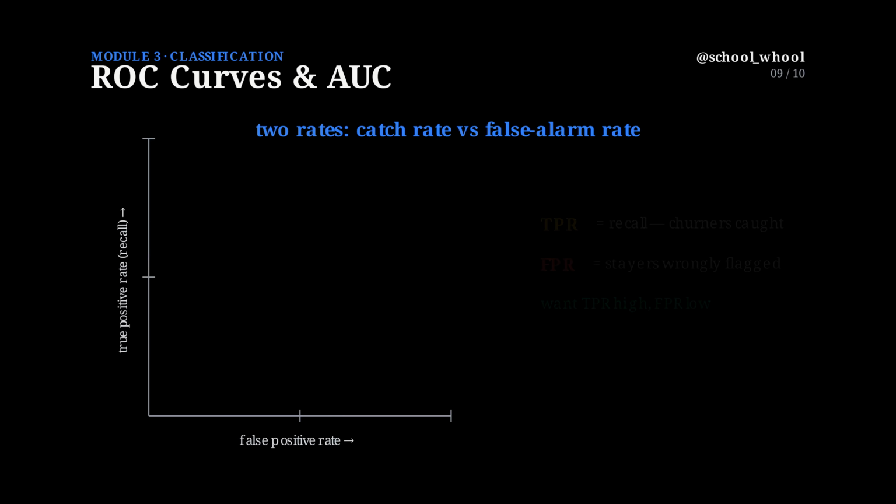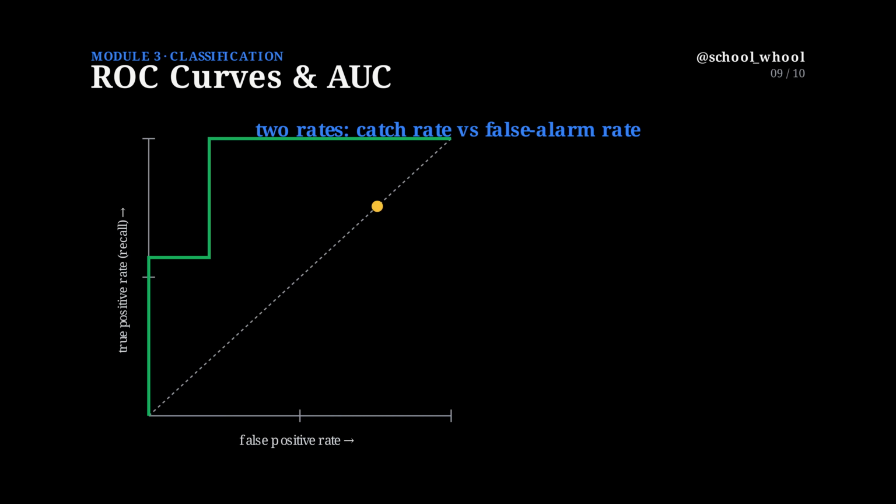Pick any threshold, and you get one pair of rates. A single point on the chart. Bottom left is a strict threshold that flags nothing. Top right is a loose one that flags everyone. Now sweep the threshold from high to low. Each setting drops a new point, and together they trace out the ROC curve. The full menu of trade-offs this one model can offer.